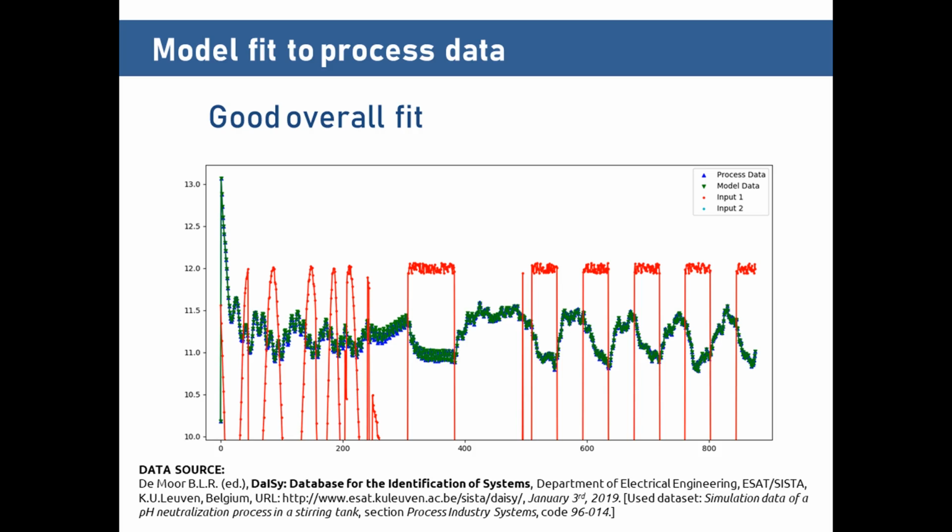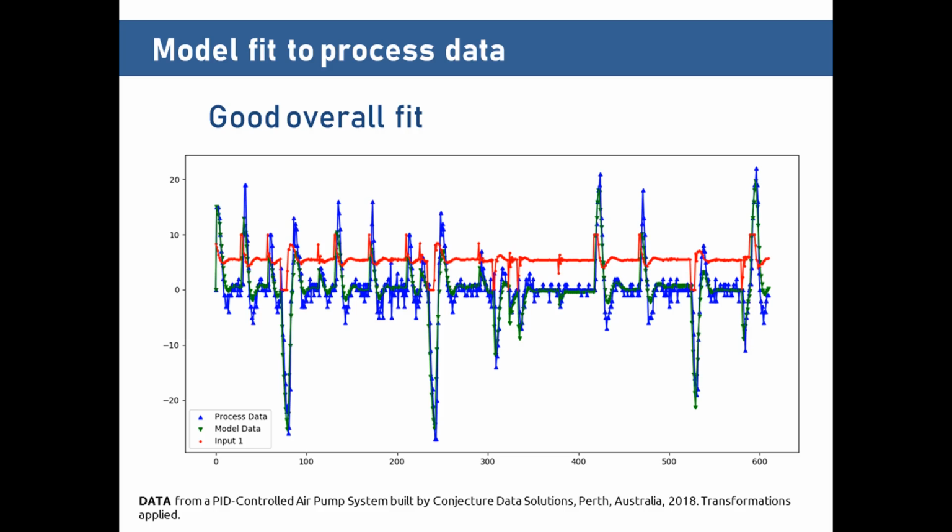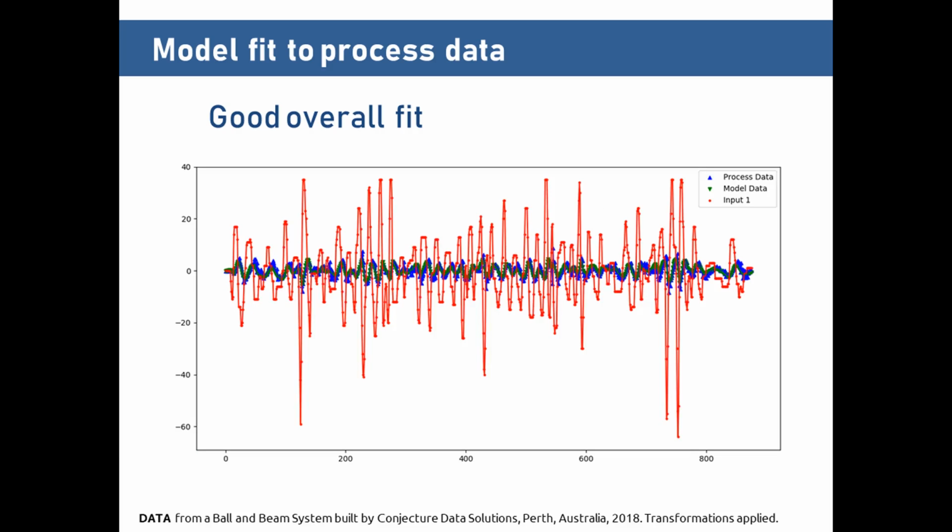This first plot shows a model fitted to the first 800 or so time points of the multiple input pH system from video 3. You may recognize this plot as well from the air pump process in video 2. And this plot is of a ball and beam system that we built as an example of a nonlinear process. What these three plots have in common is that the ups and downs of the process are reflected well in the model, both in terms of the time points at which they occur and in their magnitude, how high and low the ups and downs go.